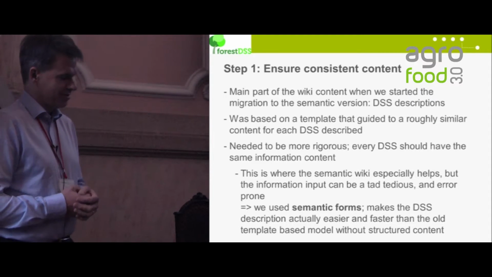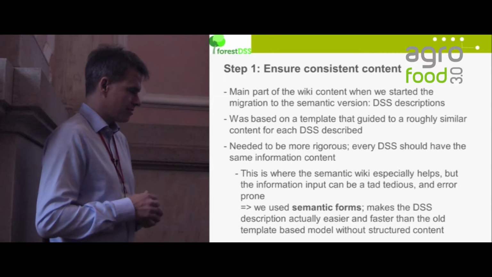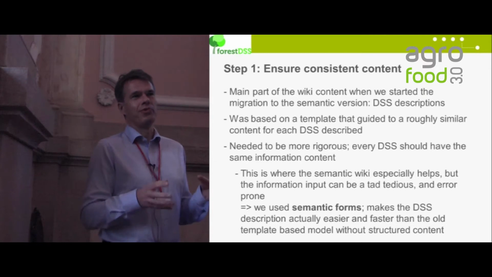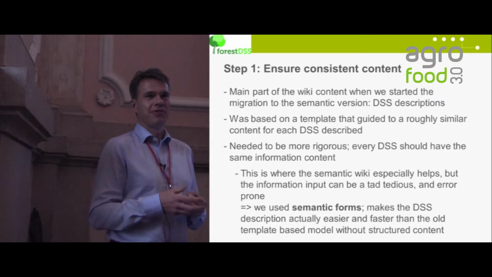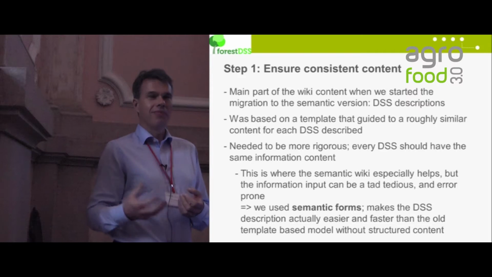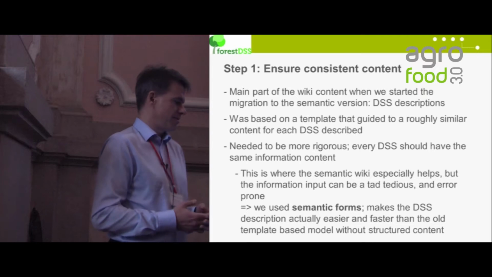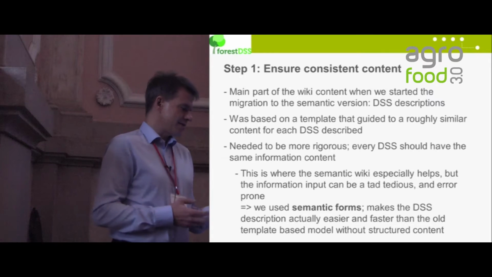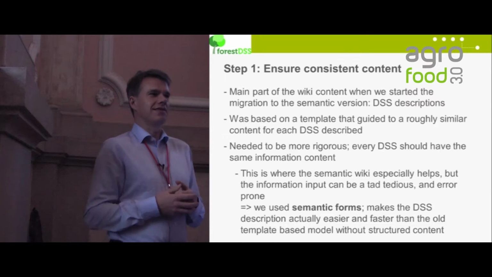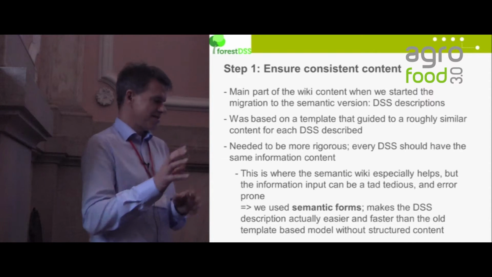So the first step to answer that is to ensure consistent content in the wiki. And here we have the DSS descriptions. This was the main contribution of the FORSYS COST Action. We described the DSSs that are available for forest management planning, and tried to collect all of them from all around the world into the wiki. This information content was based on a template. You had guidelines that, okay, when you describe your DSS in the wiki, you should enter this piece of information and this piece of information. So it was semi-structured.